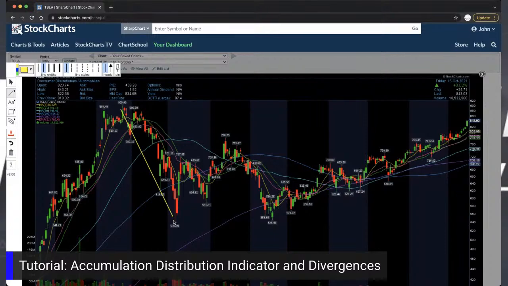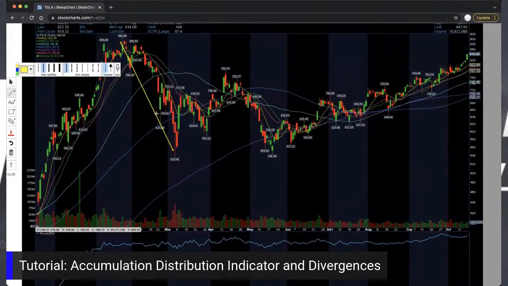But check this out. It's interesting because from this period to this period, you can see that the ADI is actually headed in the other direction. So this is what we call a bullish divergence. Okay. Now, I'm not suggesting that if you get trapped in this kind of scenario, you hang on to your shares, you can always buy it back cheaper. All right.